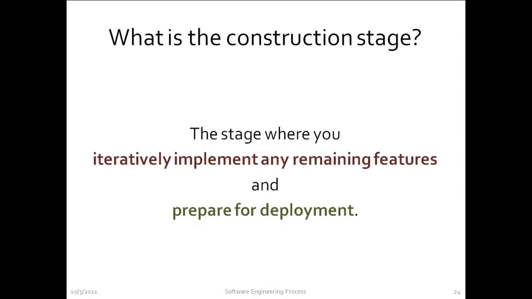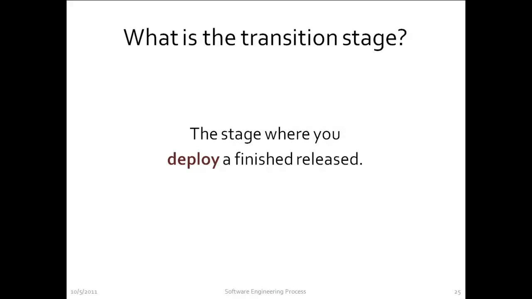The construction stage is where you iteratively implement any remaining features and prepare for deployment. Essentially, the construction stage is where the tasks are steadily adding more and more features. The transition stage is the stage where you deploy a finished release. Here, the software is turned over to the customer or the users. Incidentally, you might also think of beta testing as a transition stage.